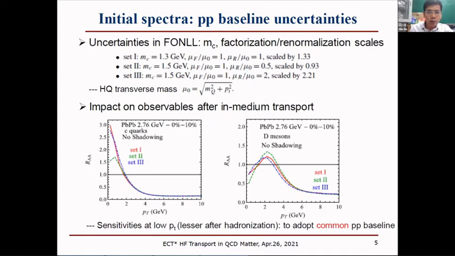But in the FONLL software, there are 3 sets of parameters. So they represent another source of uncertainties in the initial charm quark spectrum. The impact of these parameters on the charm quark RAA observable is shown here. So we see among 3 sets of parameters, the RAA is subject to some uncertainty at low pT below 2 GeV. But after hadronization, I mean, at the level of D meson, the uncertainties seem much less. So it is important to adopt a common pp baseline.